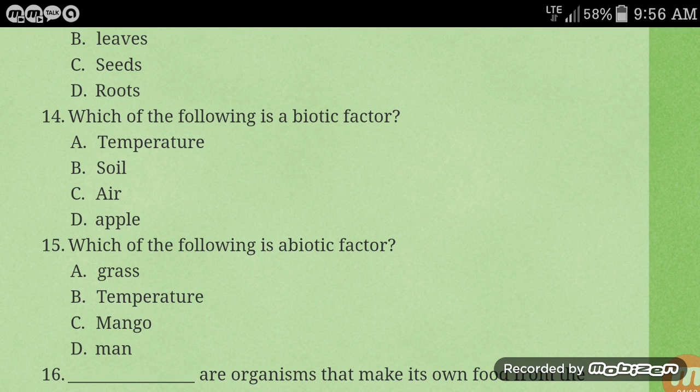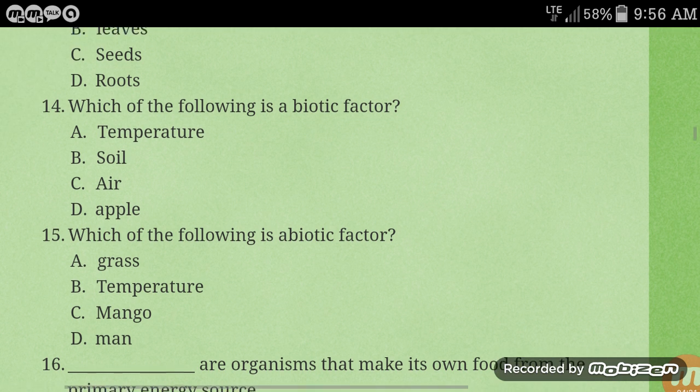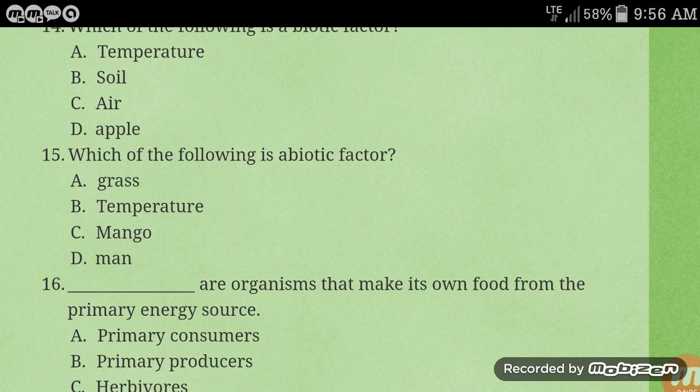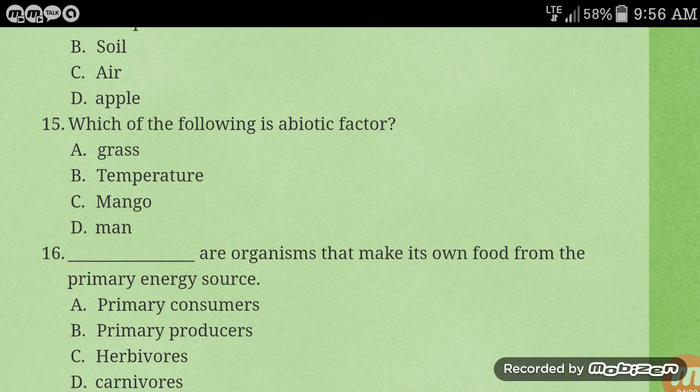Anyway, sorry for that. Which of the following is a biotic factor? When we say biotic factor, anything that has life or is a living thing. So it's an apple. Letter D. The rest, the first three, are all abiotic. Which of the following is an abiotic factor? Of course, grass, temperature, mango, man, all living things except temperature.